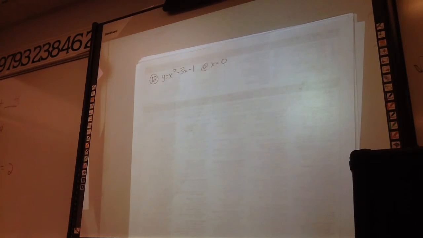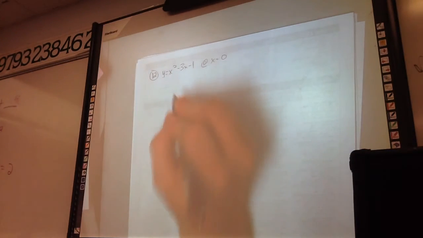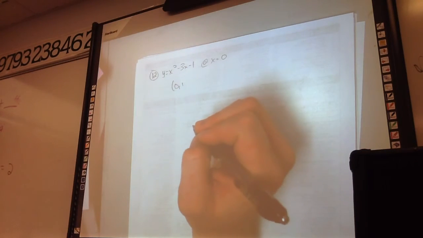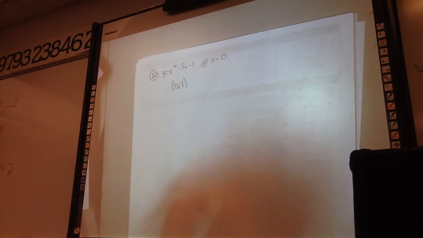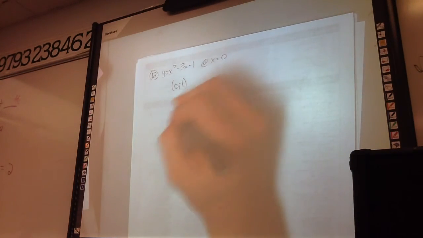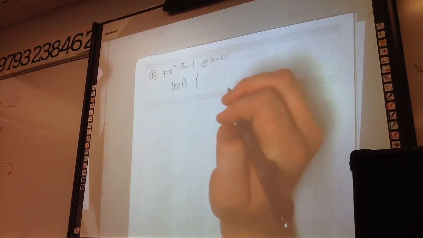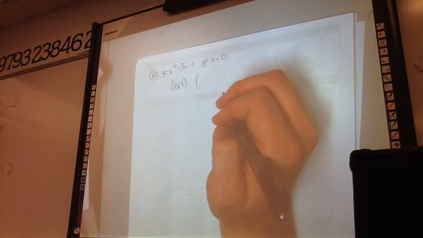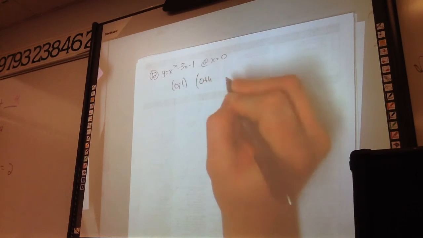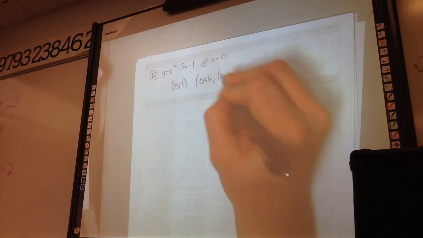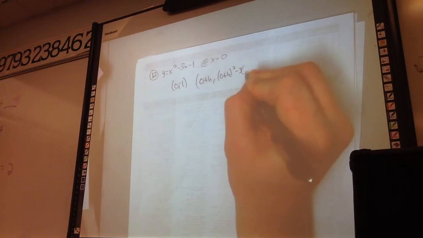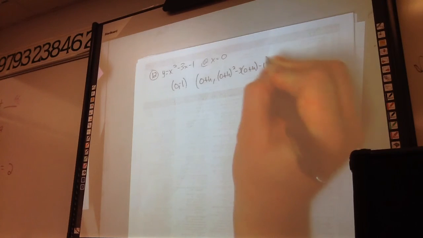So if you're trying to find the slope, or you're trying to do what we just did here, your 1 point's going to be 0 comma what? Negative 1 actually, yeah. So your other point, your point a little farther up the curve, is going to be what? 0 plus h, and then 0 plus h squared minus 3 times 0 plus h minus 1.